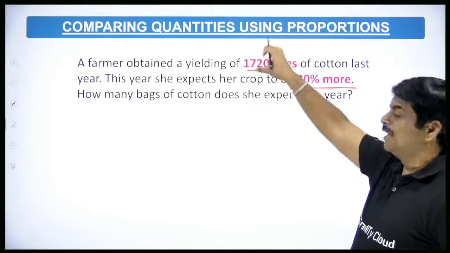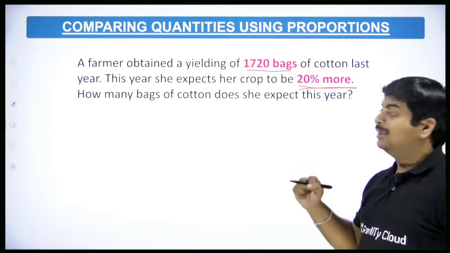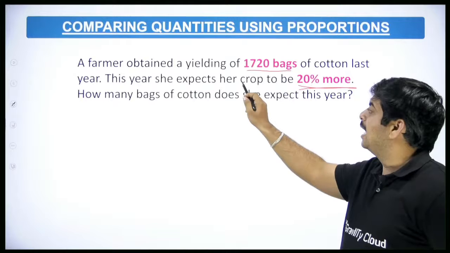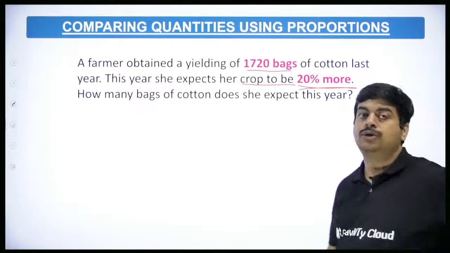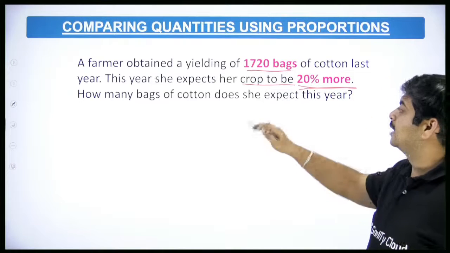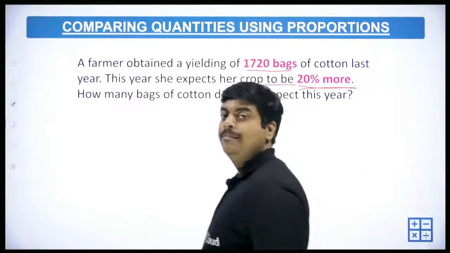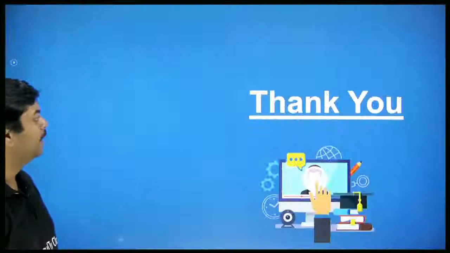So, if 1720 is the amount of last year, out of that we need to take 20%. That amount will be the excess this year, as she expects her crop to be 20% more. So that many bags will be the additional bags, and the total will give you the total number of bags she is expecting, right? I hope you understood the question, so please try it properly, right?